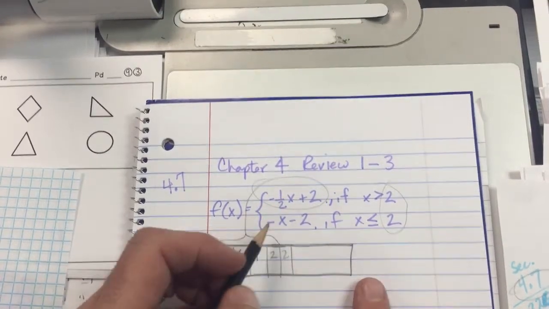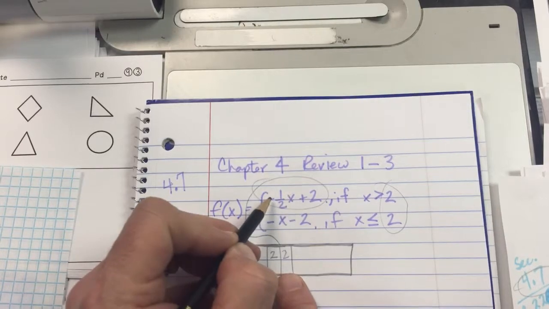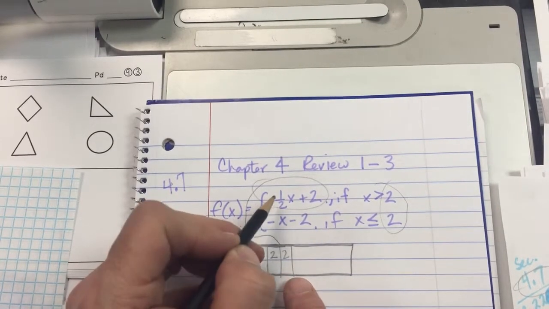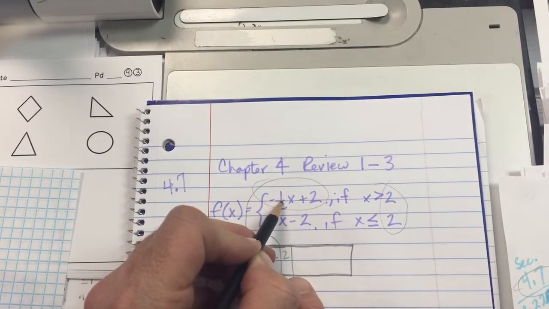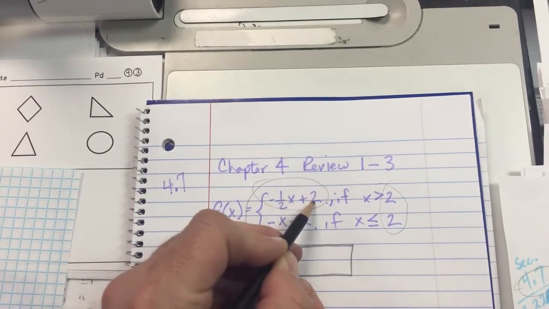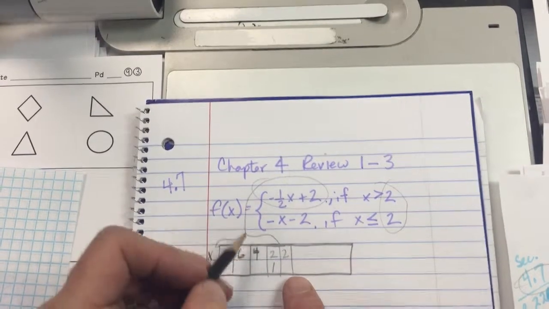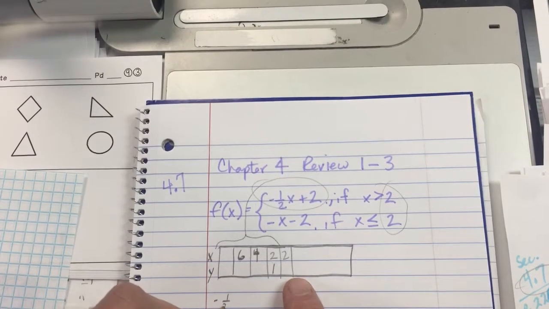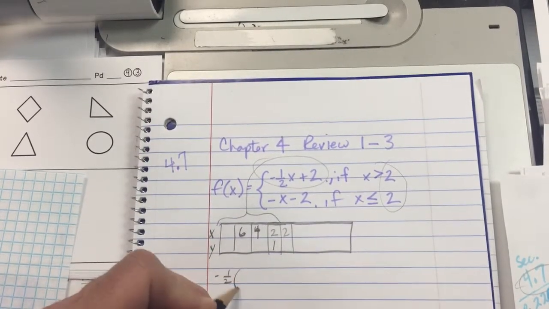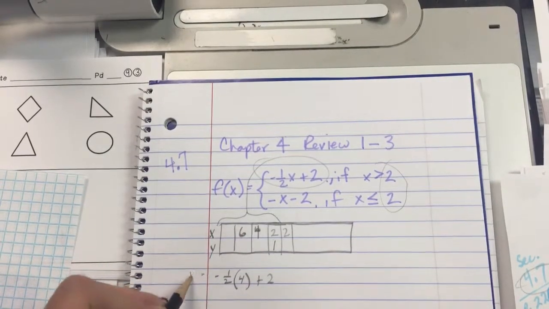So when I plug in 2 here, 2 times negative 1/2, well, half of 2 is 1, so it's going to be negative 1. Negative 1 plus 2 is 1. Now I'm going to put 4 in here: negative 1/2 times 4, plus 2, is going to give me my y.